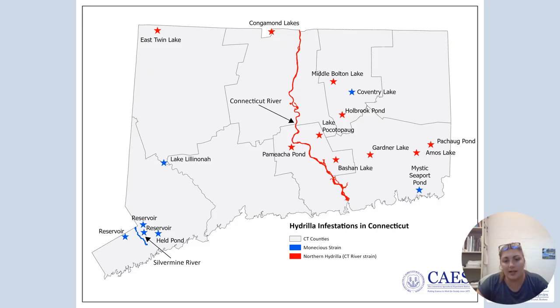Unfortunately, the northern Hydrilla has been spreading throughout the state. We have now found it in 10 other lakes throughout the state. Most of the time we found it right near a state boat ramp. And then the blue in the map is where the Monoecious strain or the wandering Hydrilla is found. So it's still popping up in other lakes, but we're very worried about this northern Hydrilla since it's only ever been found in the Connecticut River, and now we're starting to find it elsewhere.